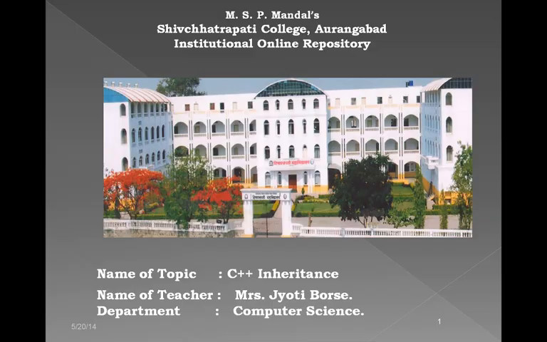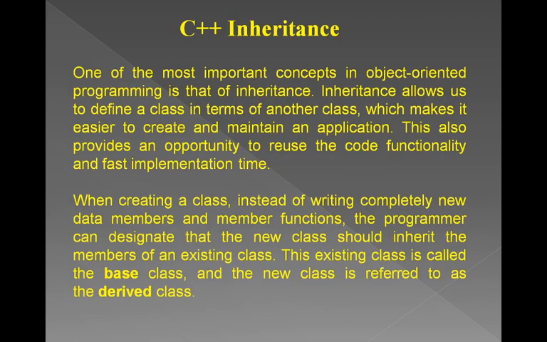Hello everyone, today we are going to learn inheritance in C++. One of the most important concepts in object-oriented programming is that of inheritance. Inheritance allows us to define a class in terms of another class, which makes it easier to create and maintain an application. This also provides an opportunity to reuse the code functionality and fast implementation time.